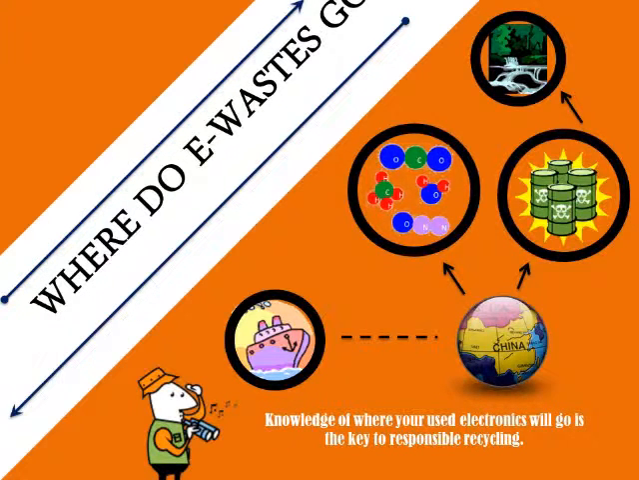Knowledge of where your used electronics will go is the key to responsible recycling. Watch out for any recycler who ships discarded electronics to developing countries for processing. Avoiding sending garbage overseas lessens greenhouse gas emissions and helps protect workers and the environment in developing countries.